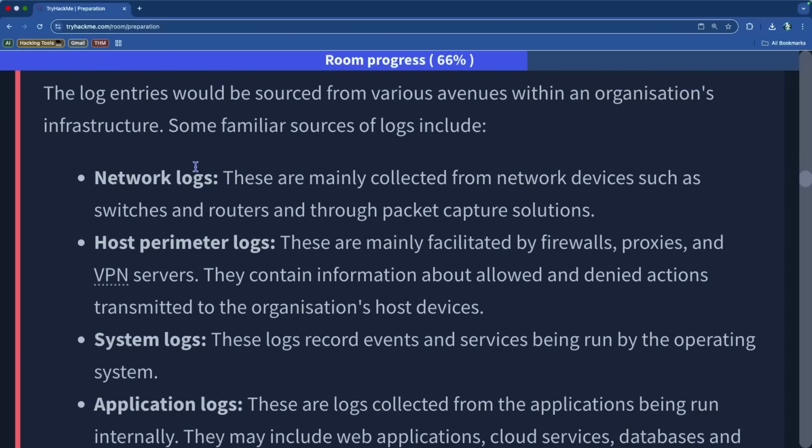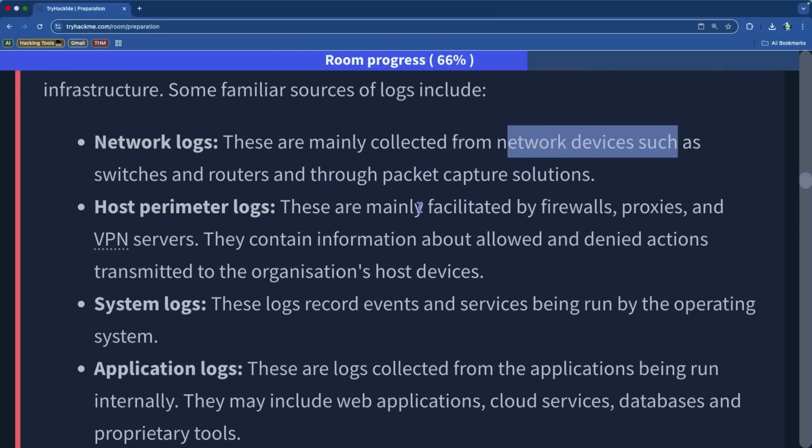The log entries would be sourced from various avenues within the infrastructure. So that would be the network, right? Anything that's going on with network devices like switches, routers, and through the packet capture solutions.